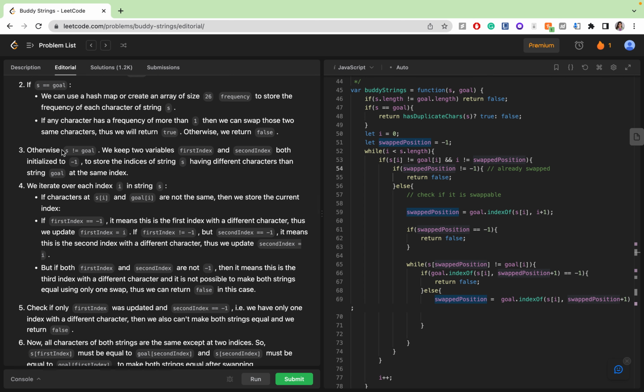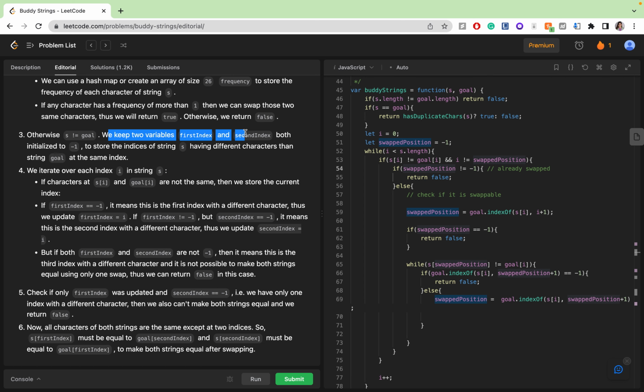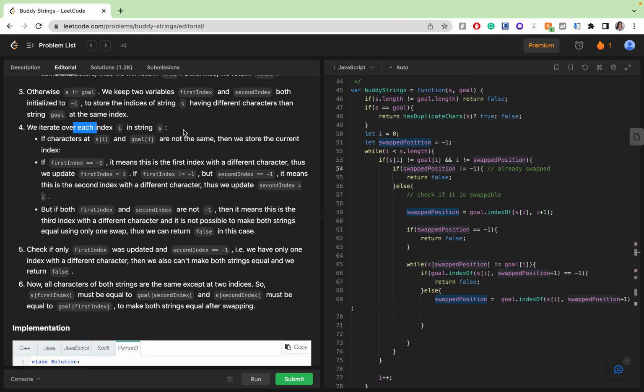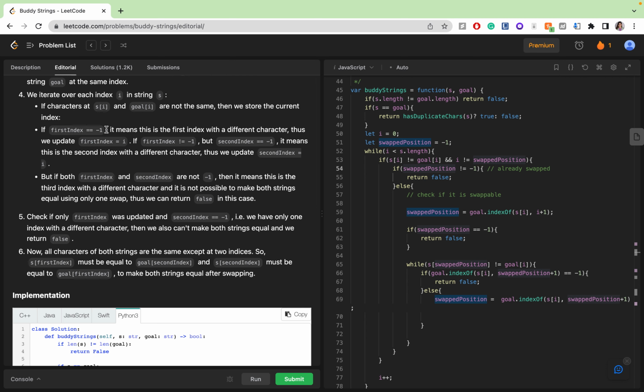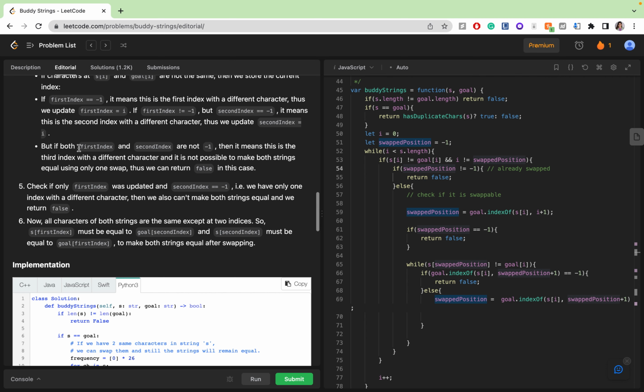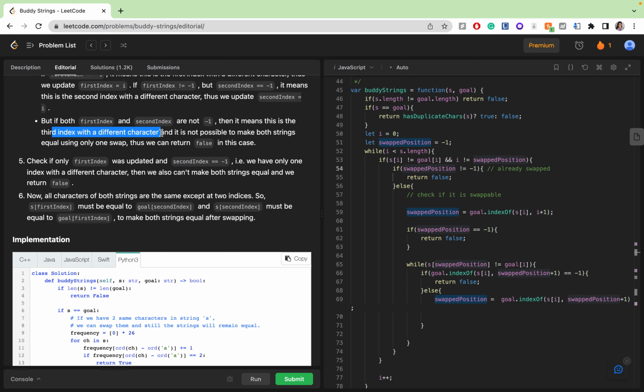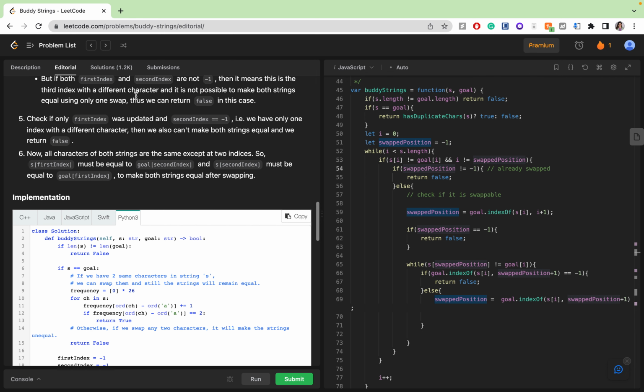Nice. If it is not equal, then we keep two variables, both initialized to minus one, to store the indices, and we iterate over each index, and if characters are not the same, then we store the current index. If it's equal to -1, then it means that it is the first index with a different character, thus we set first index equal to i. If it is not equal to -1 but second index is, it means that this is the second index with a different character, thus we set second index. But if first index and second index are both not -1, this means that this is a third index with a different character, and it is not possible to make both strings equal using one swap, thus we can return false.